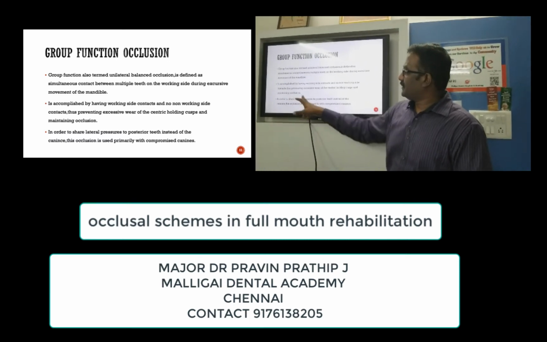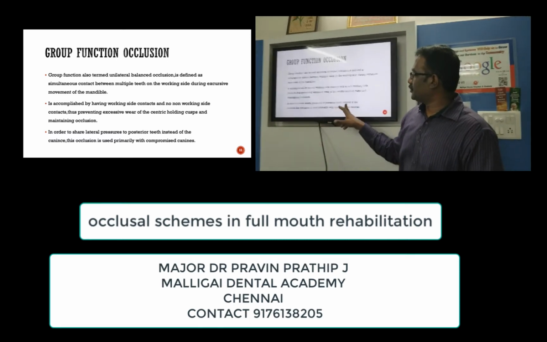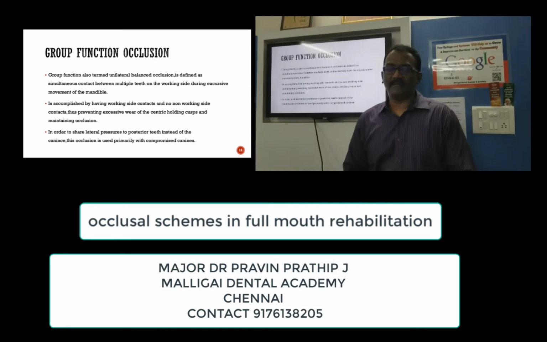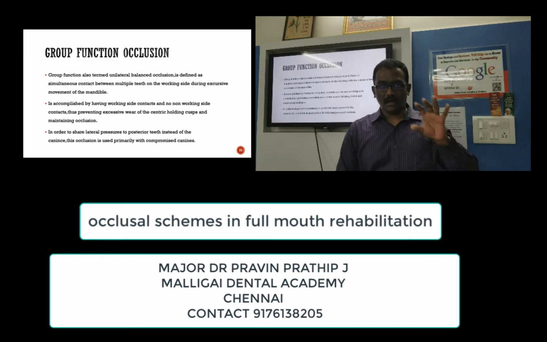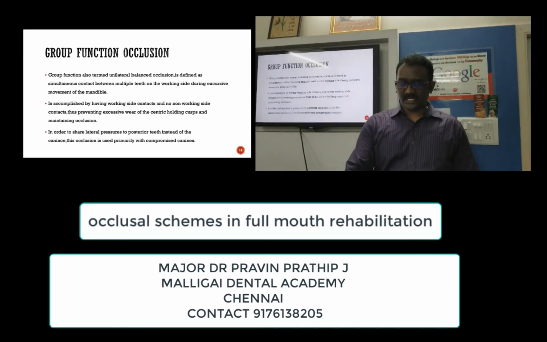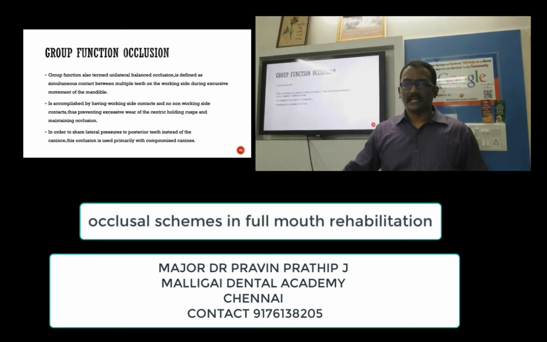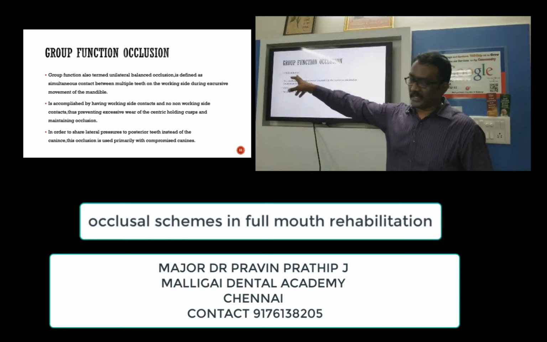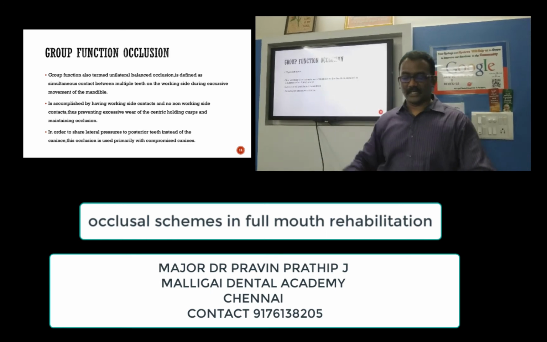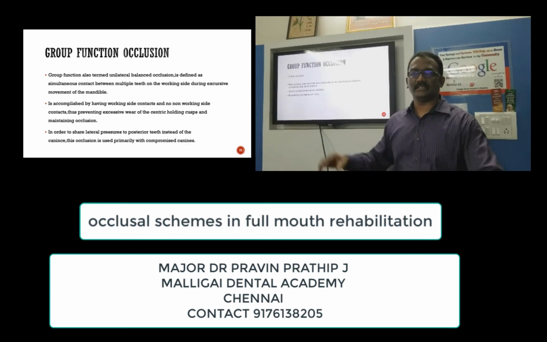The third thing is to share the lateral pressures to posterior teeth instead of the canine. This occlusion is used primarily with compromised canine. When your patient is having compromised canine situation like wear and tear, you can use this group function occlusion. So it is invented by Dr. Clyde Schuyler. So the non-working side contacts are traumatic to the dentition, resulting in neuromuscular disturbances.